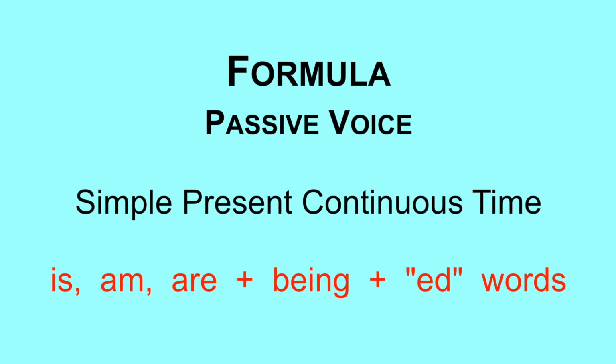Now we can move to present continuous passive voice. The performer is not active at all. We can look into the formula. What is the formula for present continuous passive voice? Is, are plus being plus ed words.